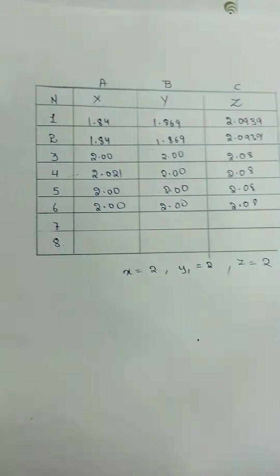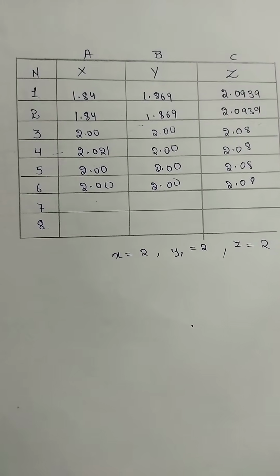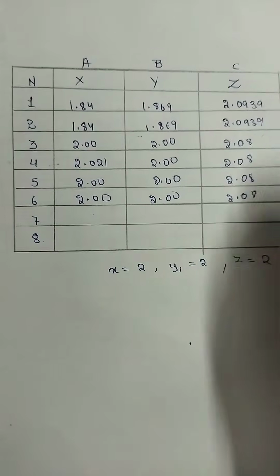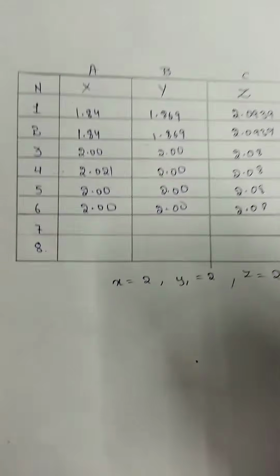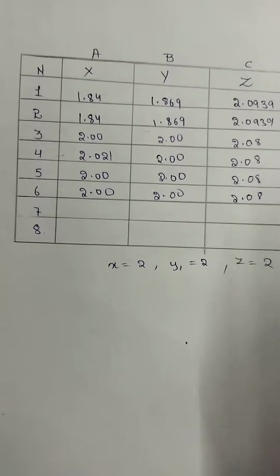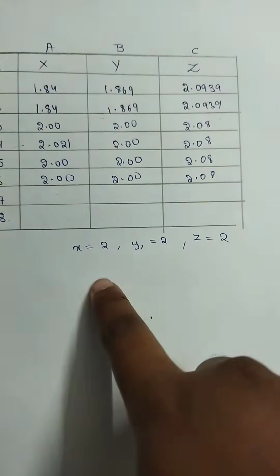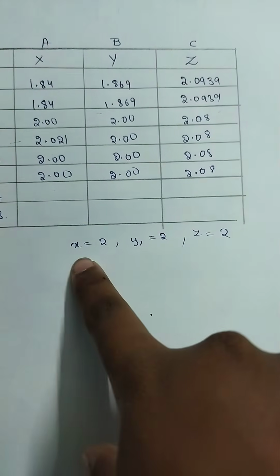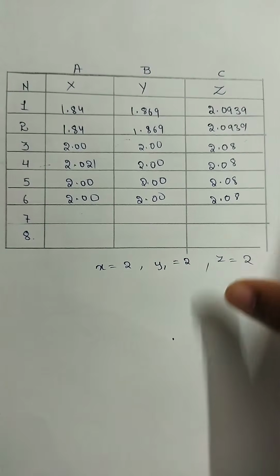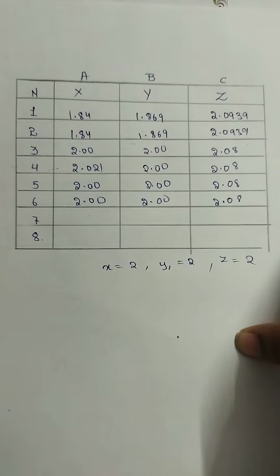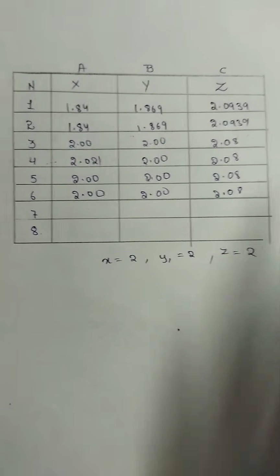Third x, y, z. When you need to stop: when you find that the values are getting similar, almost 2-3 values you get similar, then stop your calculation. That's it, and you'll get x is equal to 2, y is equal to 2, z is equal to 2. This is the end of the problem. Hope you understand this problem and it helps you. Thank you.